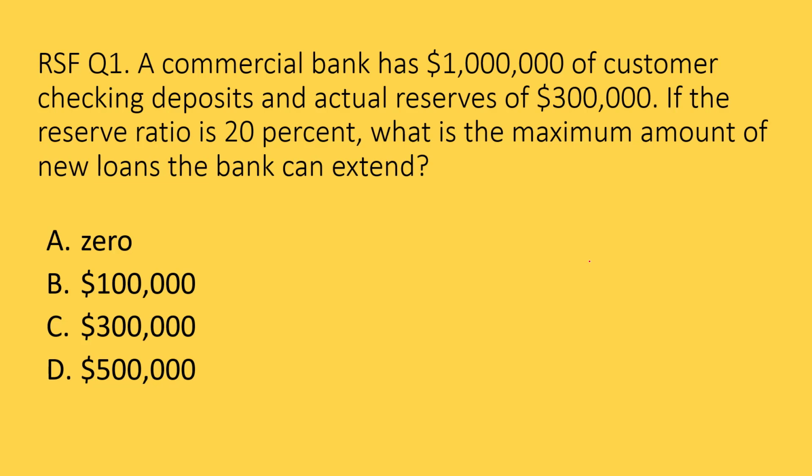Well, if the reserve ratio is 20%, then that means that they have to hold on to 20% of that $1 million by law. So that means that they have to hold on to $200,000. So that's their required reserves. Now, if they have to hold on to $200,000 by law, and they're currently holding on to $300,000, then that means they have $100,000 of excess reserves that they are legally allowed to loan out. So $100,000 is the answer you're looking for on this one. That's the maximum amount of new loans they can extend and still meet that legal requirement. Right, so be able to answer a question like that on the exam.